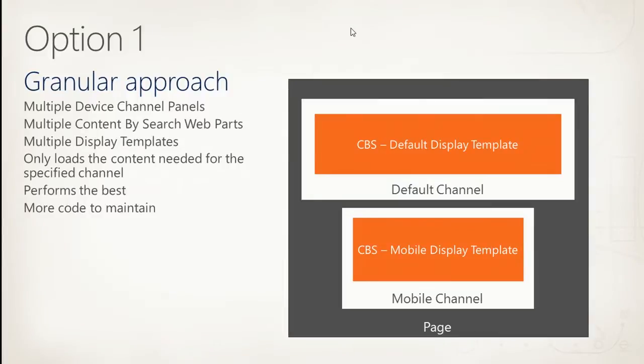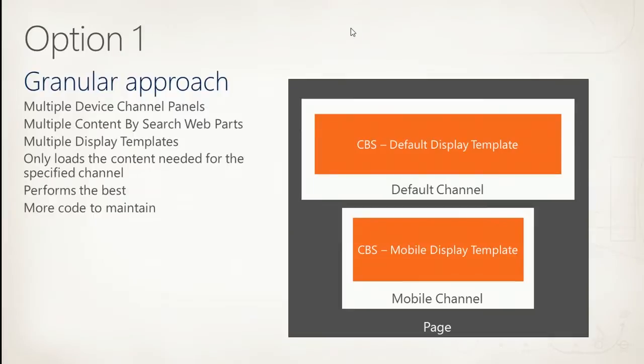And inside of it, you'll notice I have a content by search web part in both spots. In each spot, I'm using a different display template. The one at the bottom is tailored toward mobile devices. The one at the top is tailored toward the default channel.